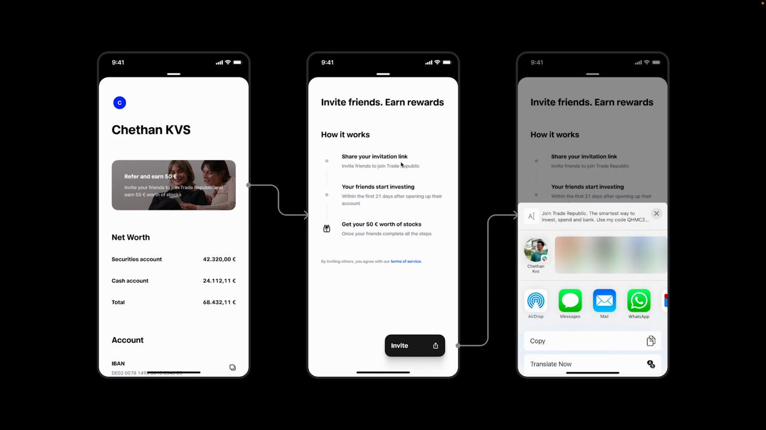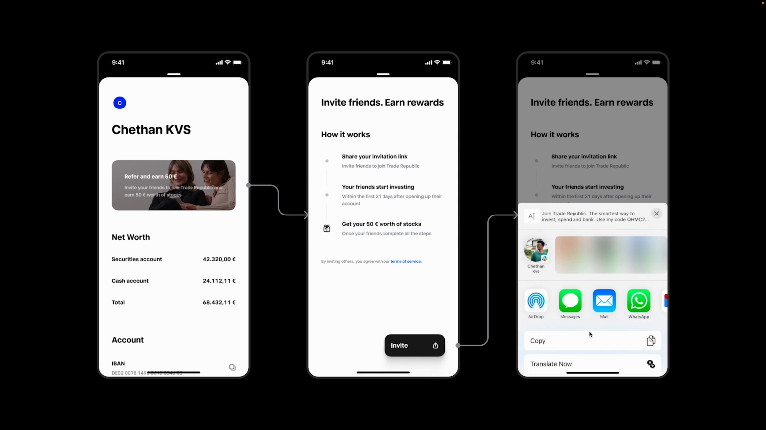So basically I have to share my link. Then my friend starts investing within 21 days. And then I get my bonus of 50 euros worth of stocks, right? So you get your 50 euros once your friend completes all the above steps. So they have to start investing. And then I tap on invite. I get a basic share sheet and then we invite, right? Now this is the current experience.